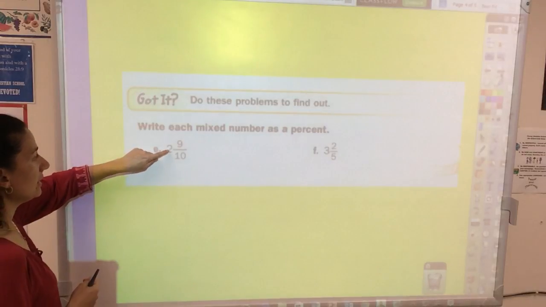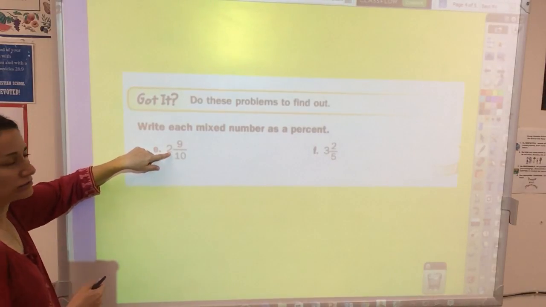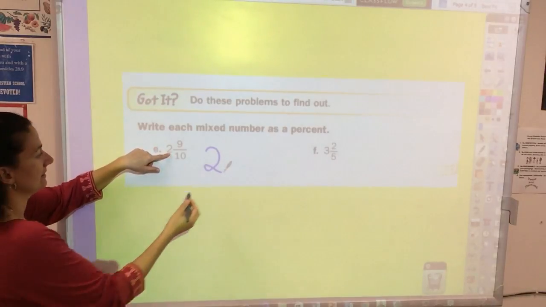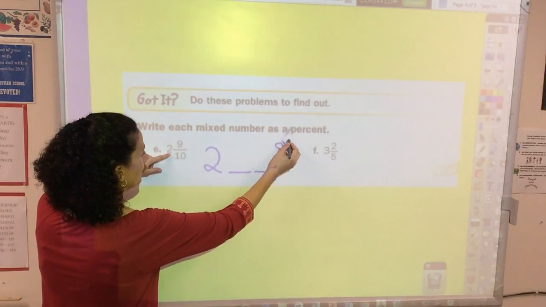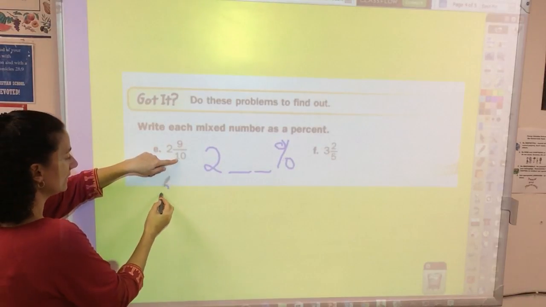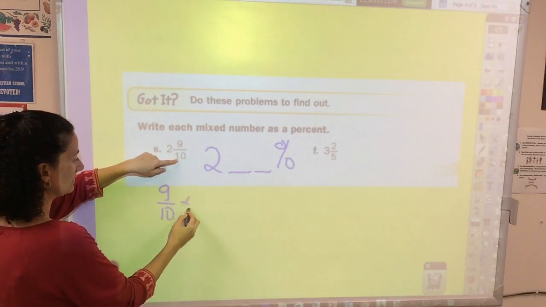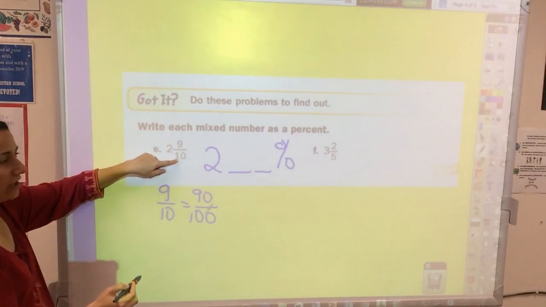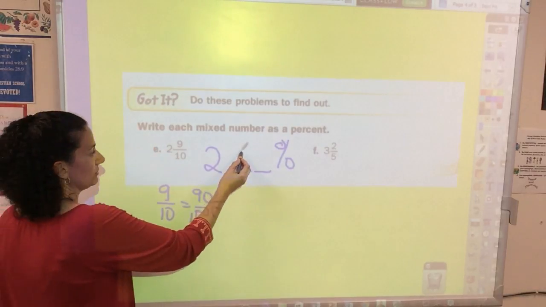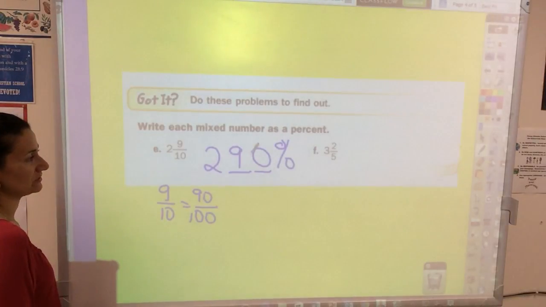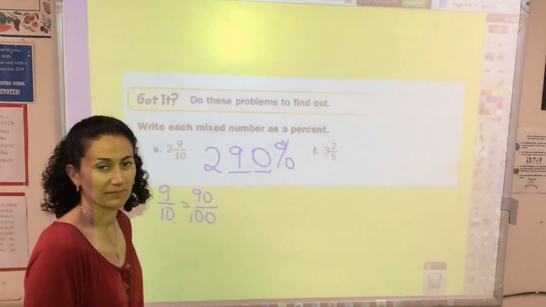All right, well, hopefully you noticed the two wholes. So we're going to have 200 something percent. Let's add that something. And we've got 9/10. Well, 9/10 is the same thing as 90/100, right? Hopefully you saw that 9/10 right away, you knew was 90. So 2 9/10 is 290%.